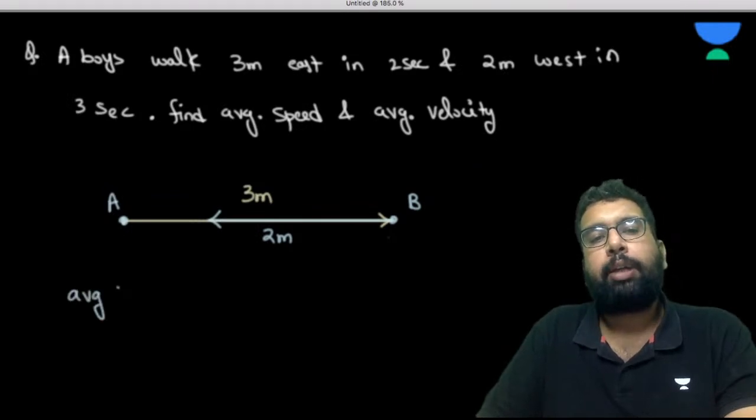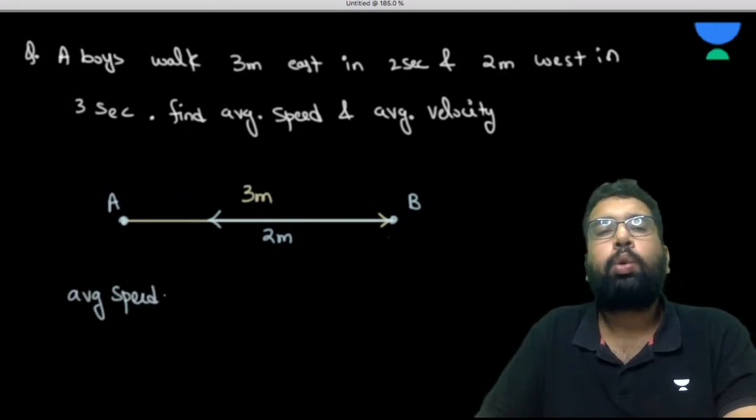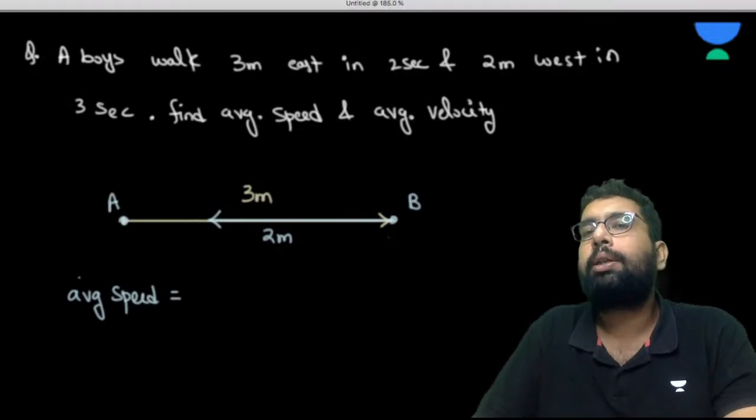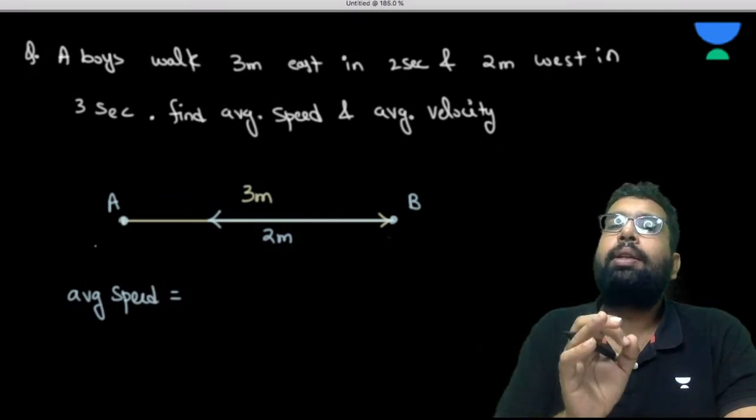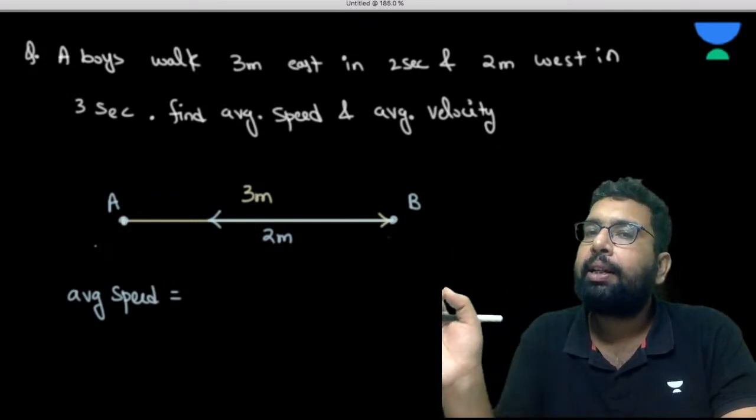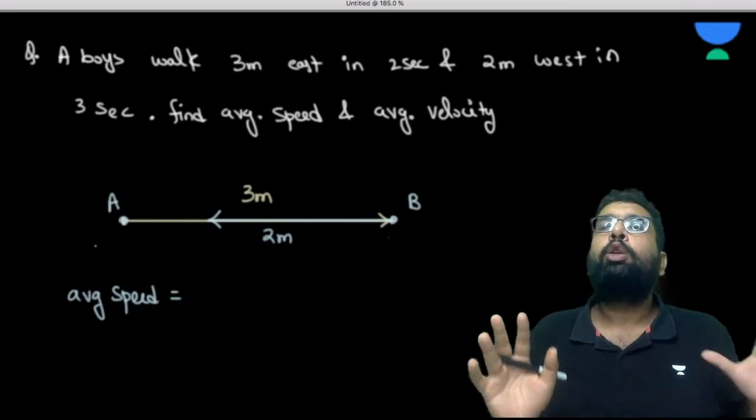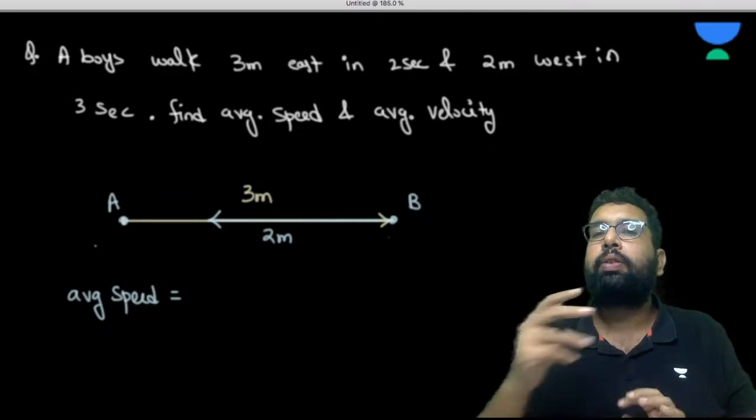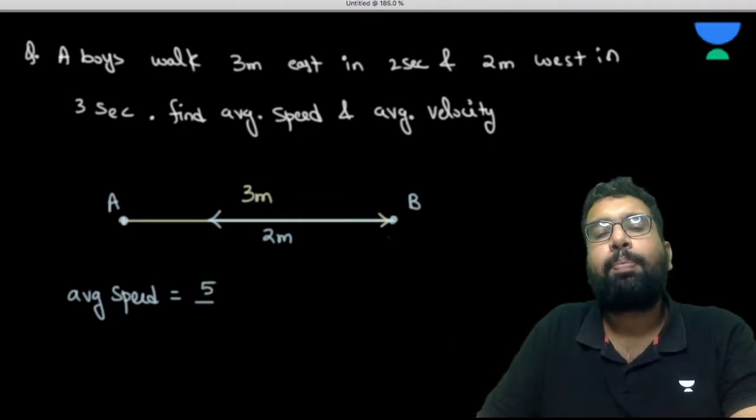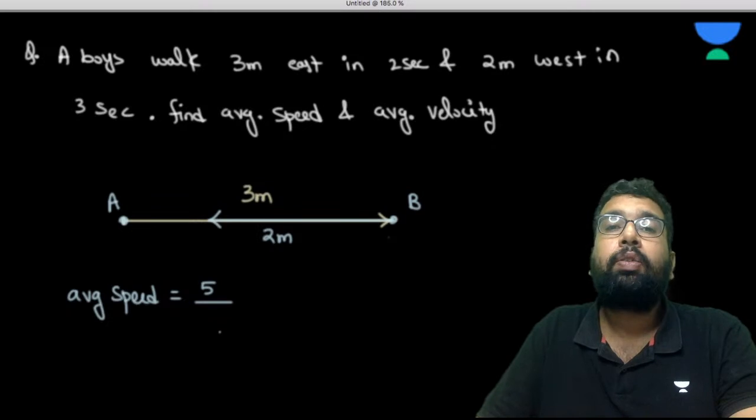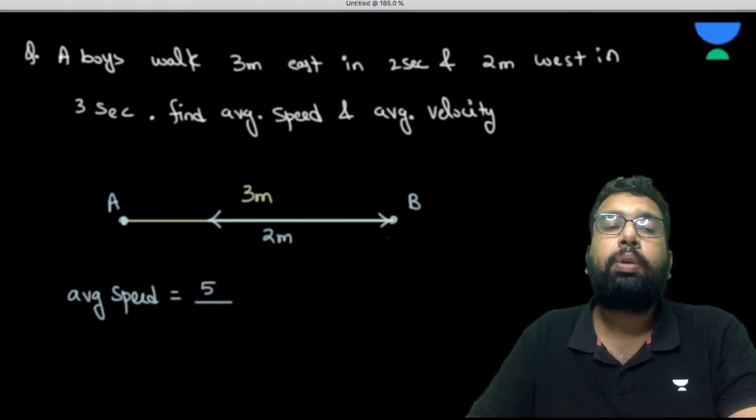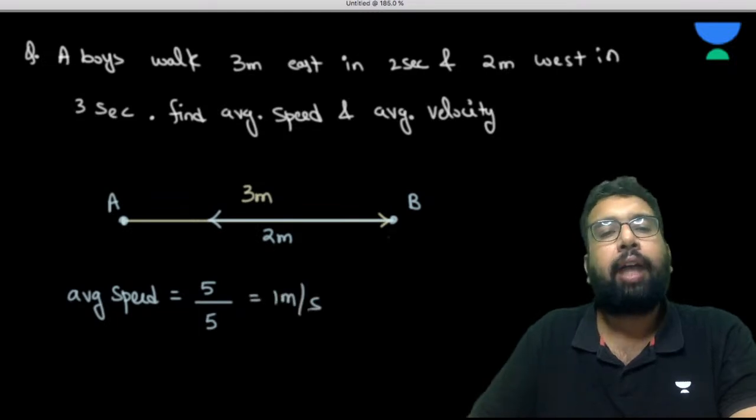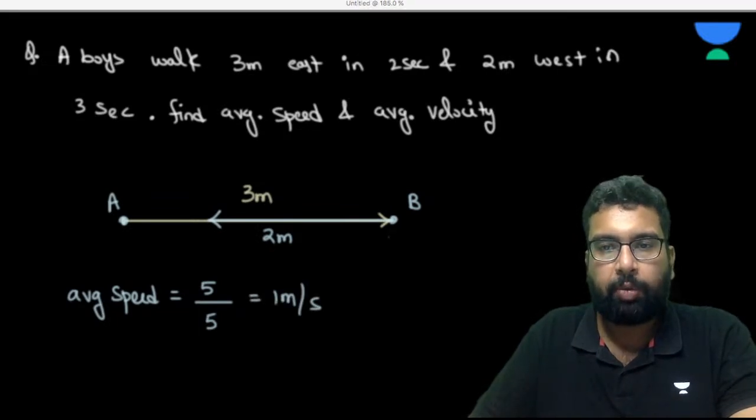What is the average speed? So average speed is simply the total distance upon total time. So what is the total distance here, sir? He has walked 3 meter in the east and 2 meters in the west. So the total distance he has covered is 3 plus 2, that is 5 meter. And in what time has he covered it? What is the total time? 2 seconds plus 3 seconds, so 5 seconds. So what is going to be the average speed, sir? The average speed of this boy is going to be 1 meter per second.